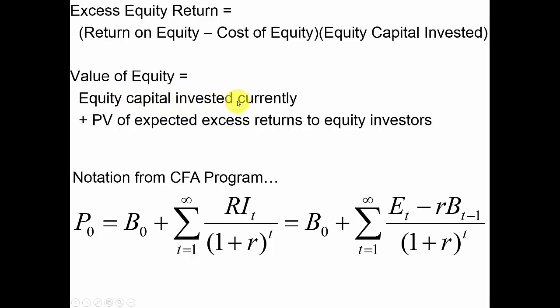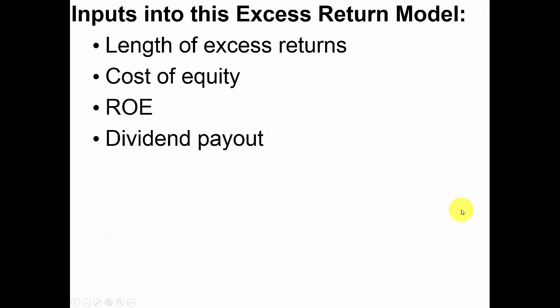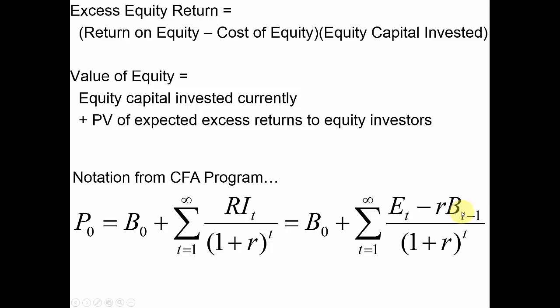Damodaran may call it the equity capital currently invested, but in the CFA program, it's generally referred to as the beginning book value, B0. Aswath Damodaran may call it the excess equity return. In the CFA program, they call it RI, or residual income. Another way of thinking about RI is it can be the net income, which is labeled E, the earnings for the company, minus the cost of equity, this little r, times the beginning book value.